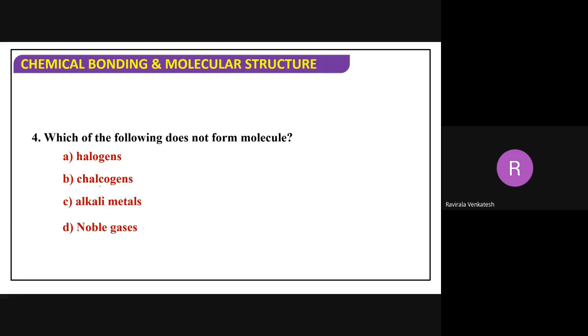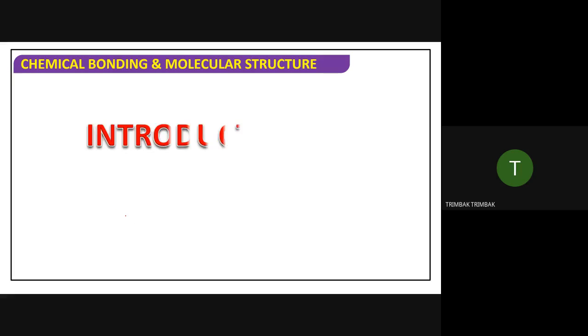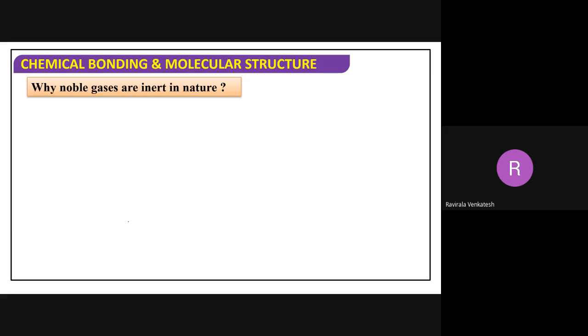The following does not form a molecule beta: noble gas. Noble gas does not form molecules actually, right? Now let me see some more points. Why are noble gases inert in nature?